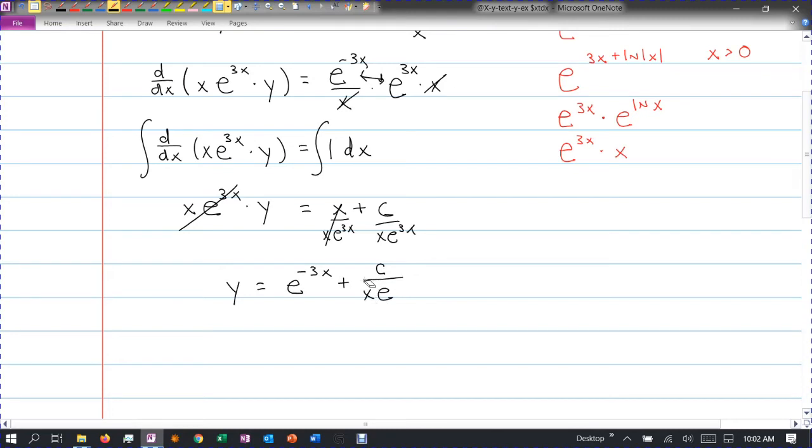Let me do it this way as well. Let's erase this. Let's just do it c times e to the negative 3x over x. Okay, let me just check this. That looks good. Okay, all right. Remember, we're on our domain restriction there. All right, 28.